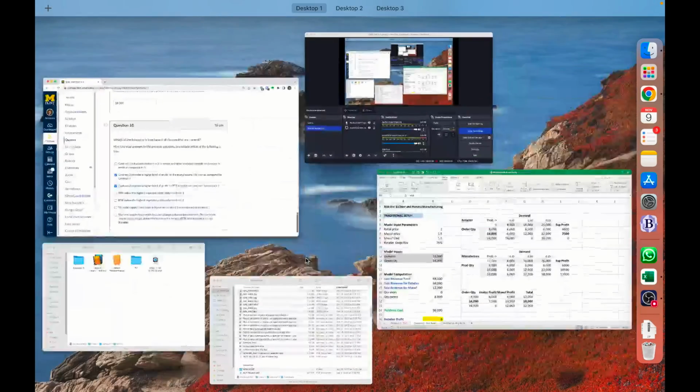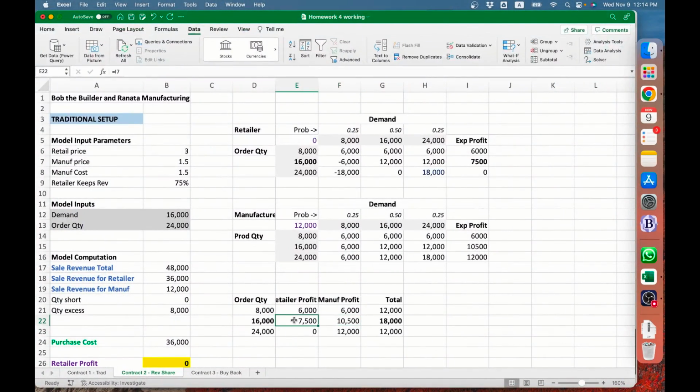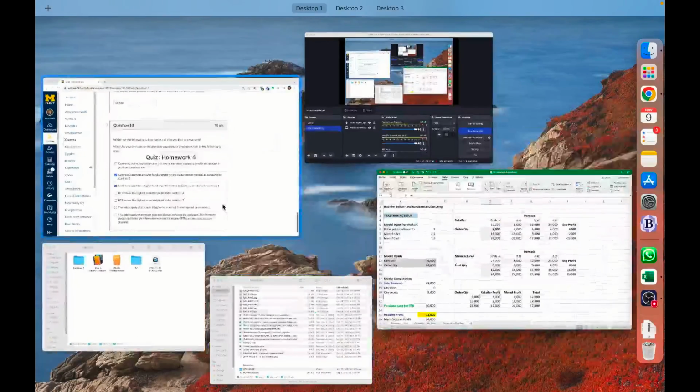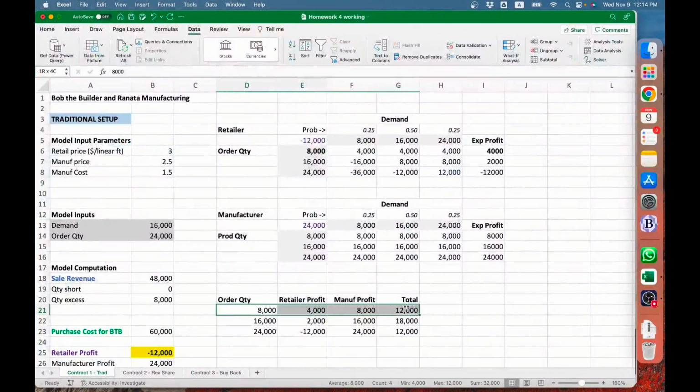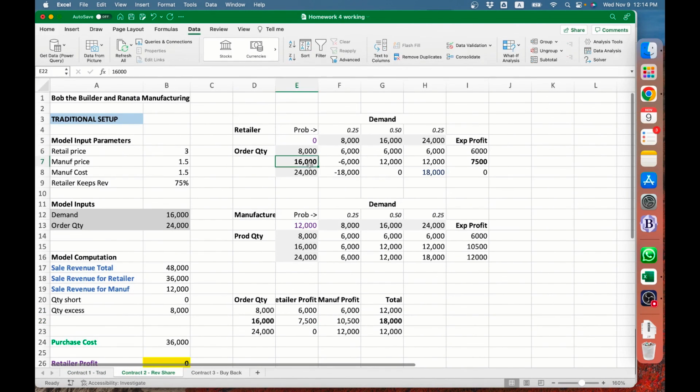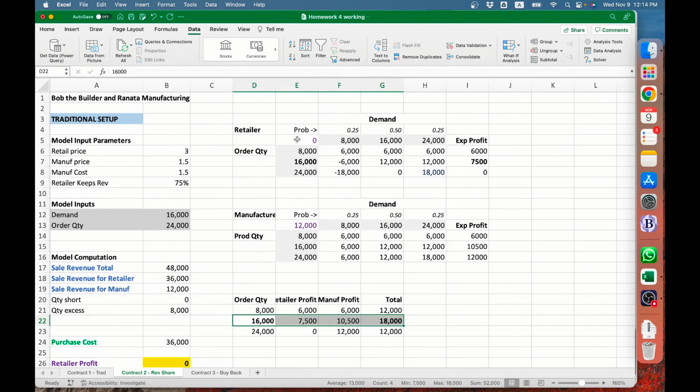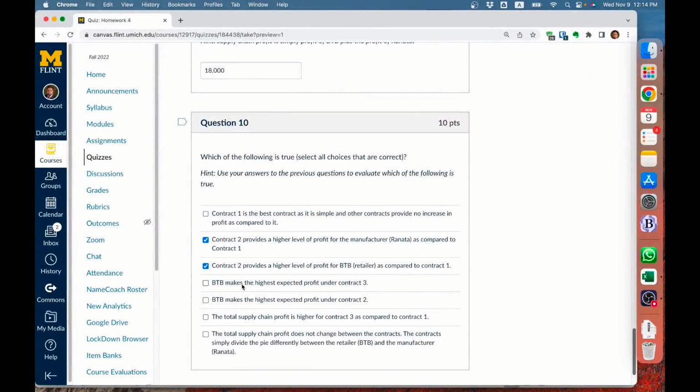This is also true. You can again compare. B2B makes 7,500 versus under contract 1 they make 4,000. Remember to look at the row on whichever quantity the retailer picks, because that's the quantity that determines which row you're going to be living in. In contract 1, the retailer will pick 8,000 to maximize their profit. Under contract 2, the retailer will pick 16,000 to maximize their profit. So you have to look at the row that is being picked by the order quantity that is being picked by the retailer.